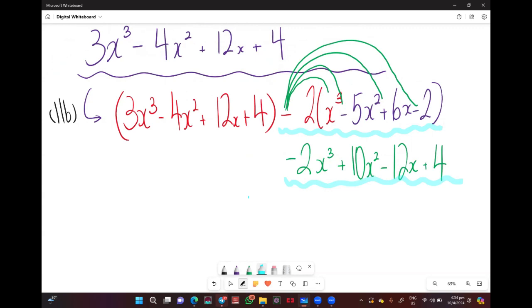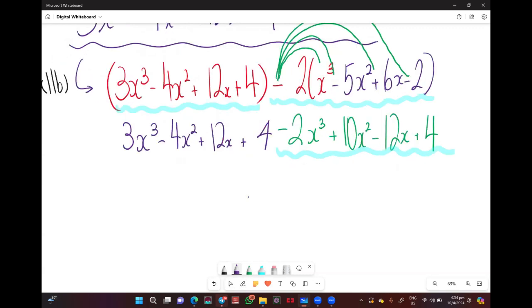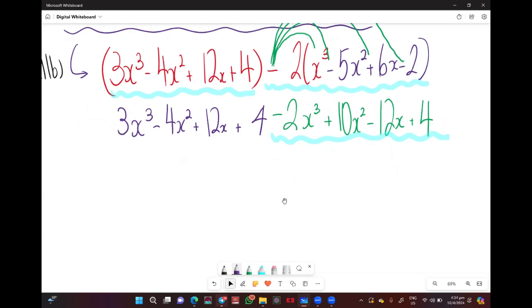Okay, so this part I've already expanded. True? This one, I will just copy. Whatever that is over here, I will just copy. All right, I'll copy down 3x to the power of 3 minus 4x to the power of 2 plus 12x plus 4. Make sense? Now, once you are at this stage, what do you want to do? Same family, sit together. Let's color code them, shall we?